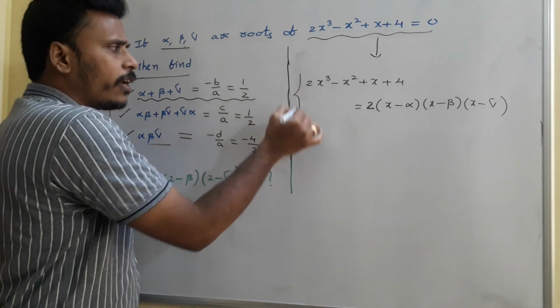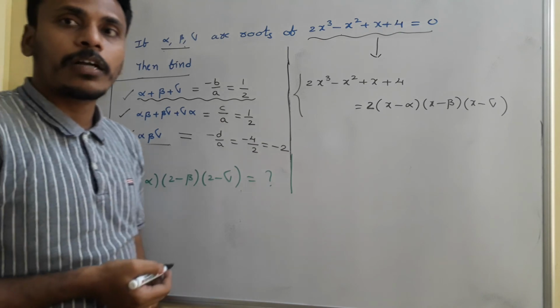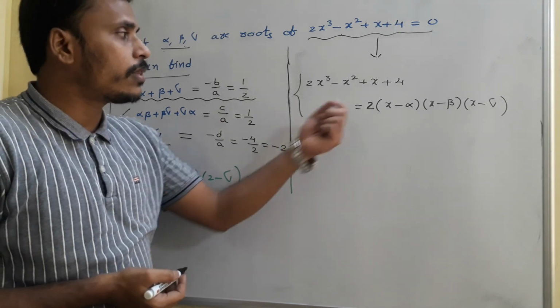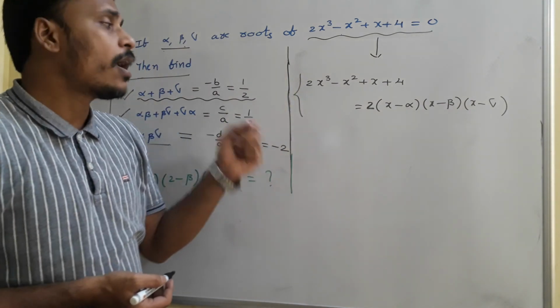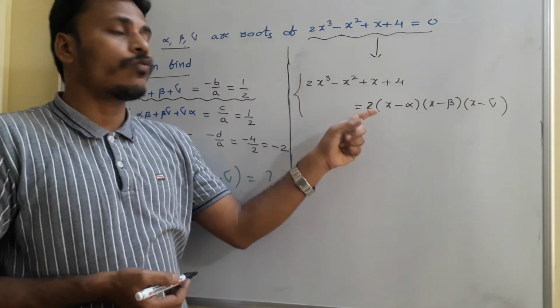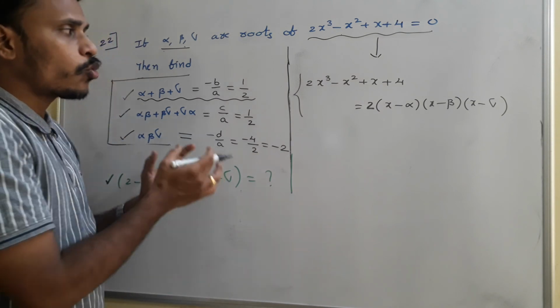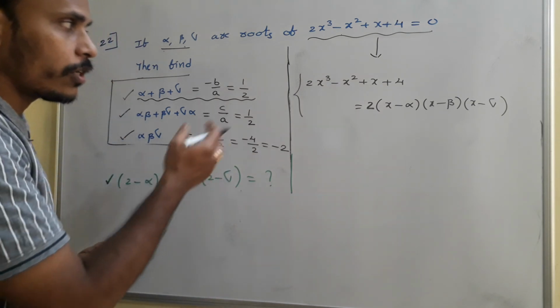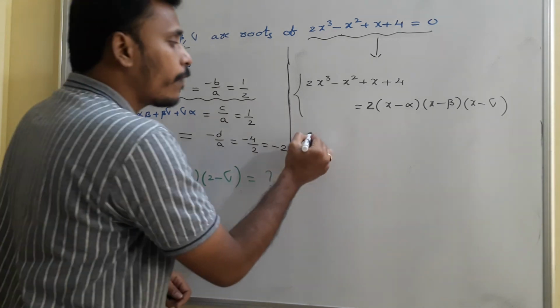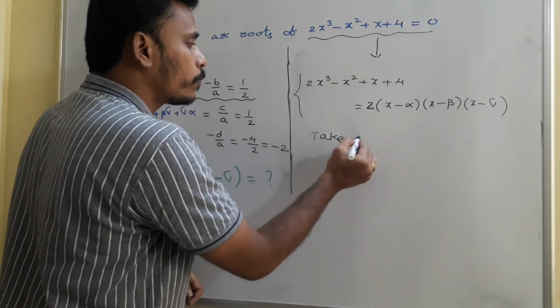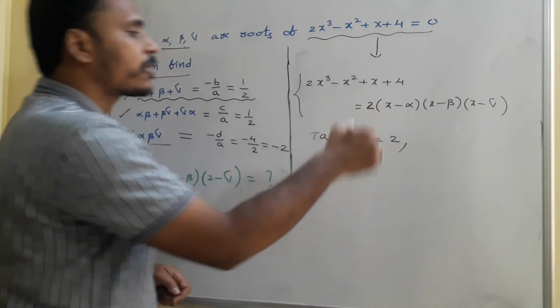This is a general idea, right? Since alpha, beta, gamma are the roots of the polynomial, x minus alpha, x minus beta, x minus gamma are the factors of the polynomial, and since the leading coefficient is 2, we can rewrite this. So 2x cube minus x square plus x plus 4 is equal to 2 into something, and my target is to find this particular value. Now you just take x equal to 2.